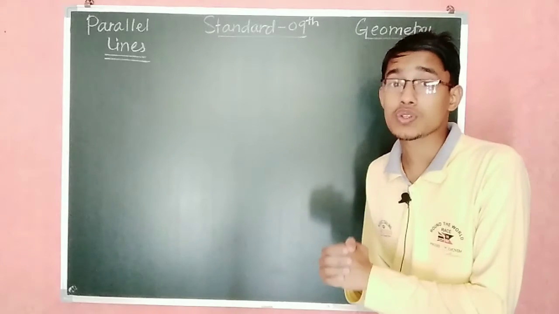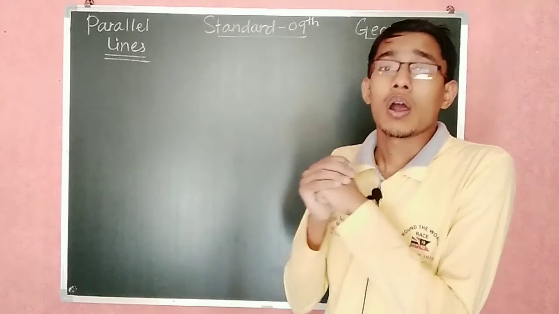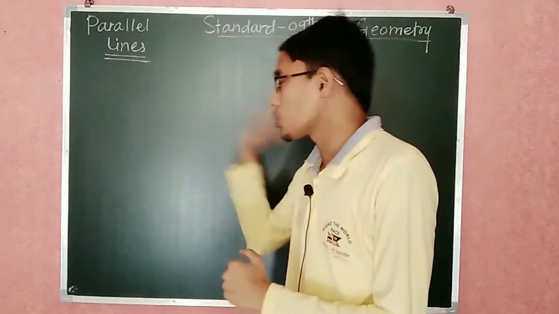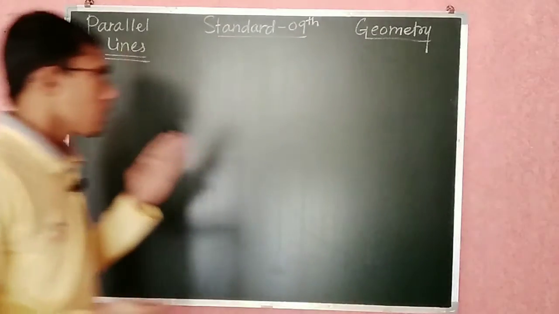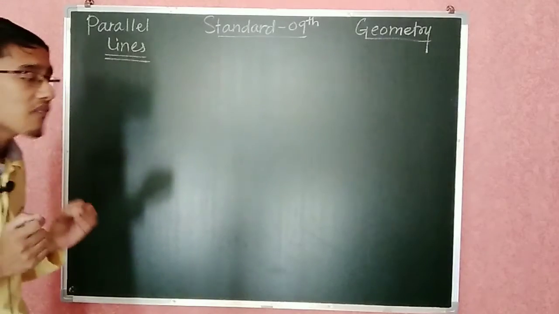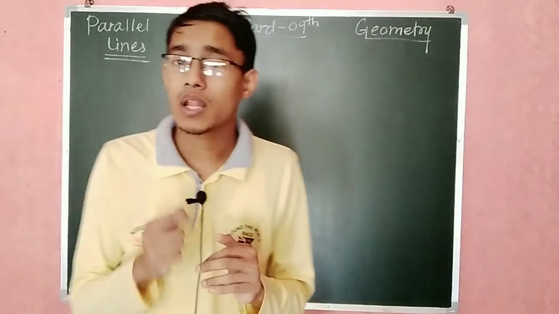We are going to see the theorem, or the logical proof of those properties. Before diving into the theorems and properties, let us have a general idea of this particular chapter, that is parallel lines.